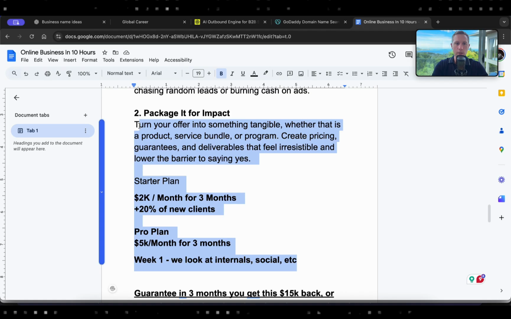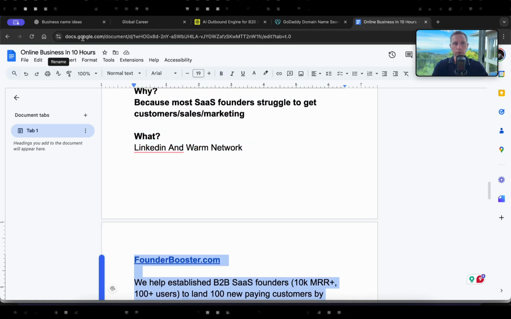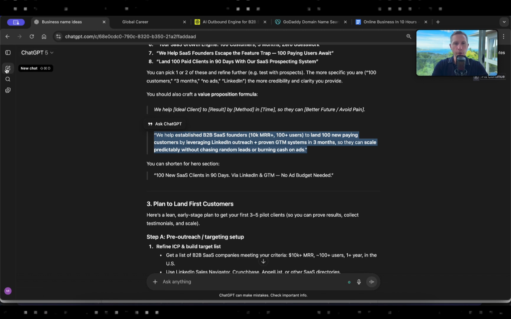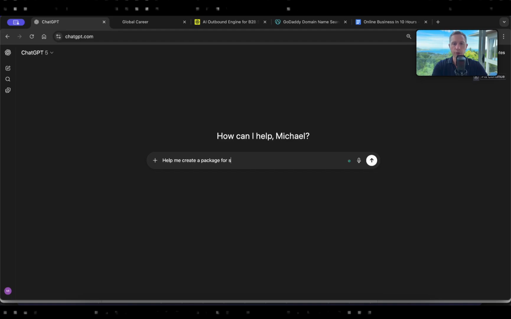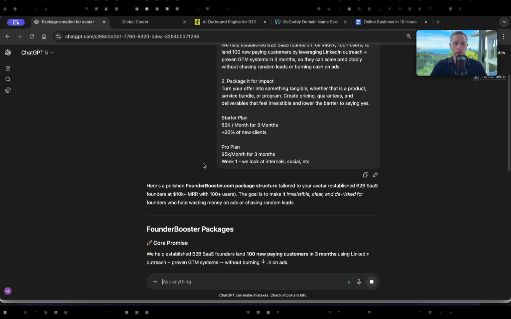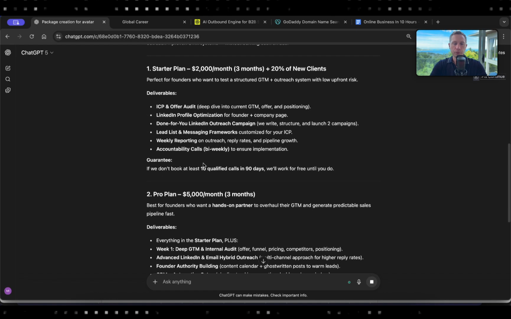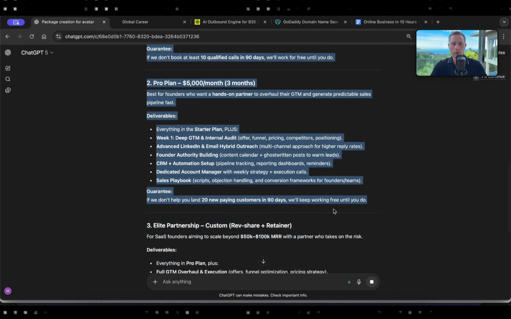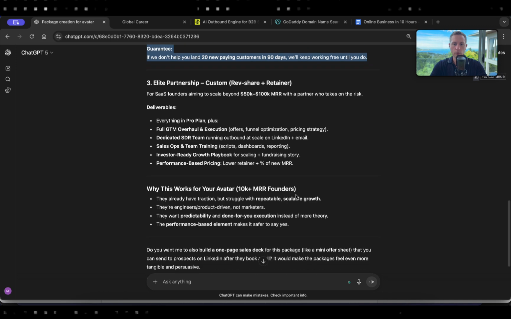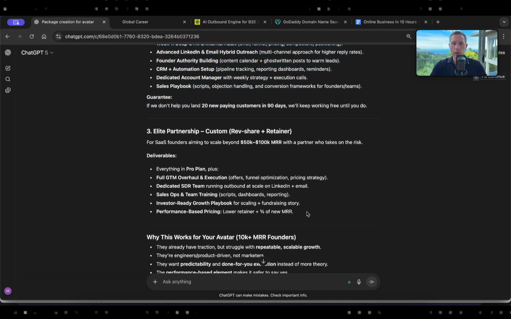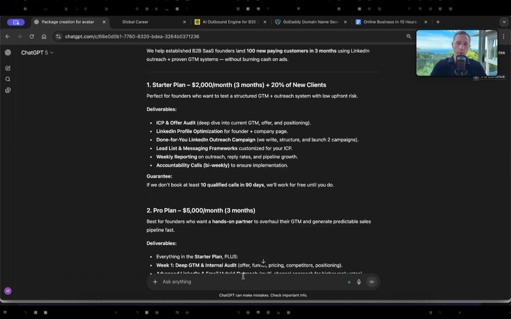And so we're just going to take this back to ChatGPT. I like to start new chats just in general. ChatGPT gets a little clunky if you've got too much other stuff. Help me create a package for selling to my avatar. All right, so it came over with 3 packages here. I like this. Let's just make it a little bit simpler.